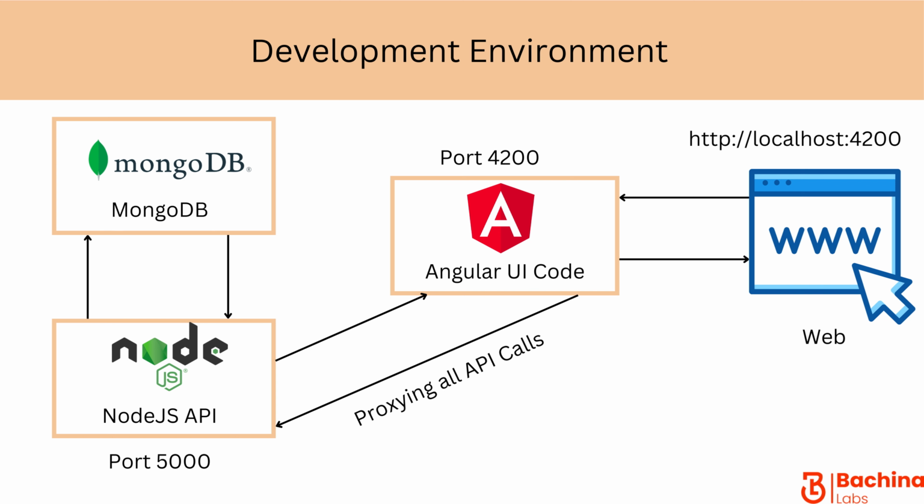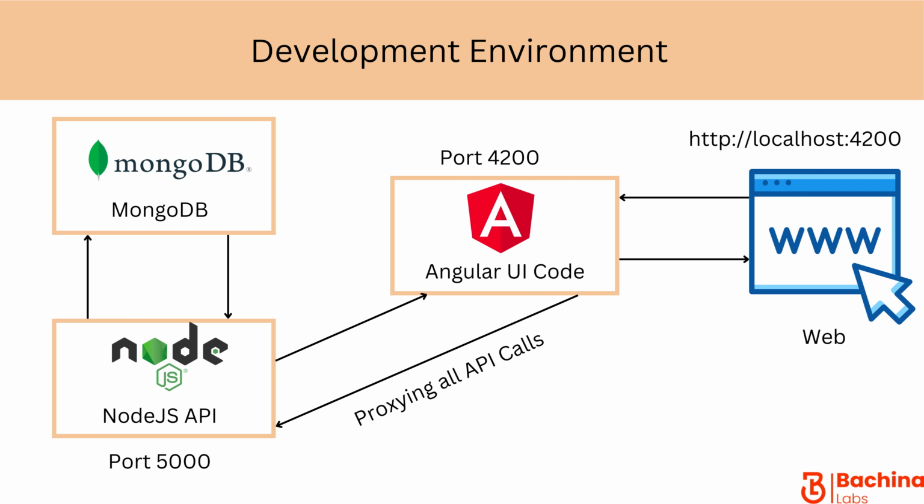Whenever the web sends a request to the Angular code, which is running on 4200, all the static pages and all your UI interfaces will be served from Angular. And whenever the Angular code wants to fetch some data from the API, at that time the call will be made to the Node.js API. Since the Node.js API and Angular UI are not together on your local machine, and are running on different ports, you should have a mechanism called proxying.